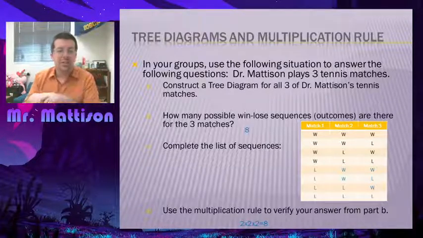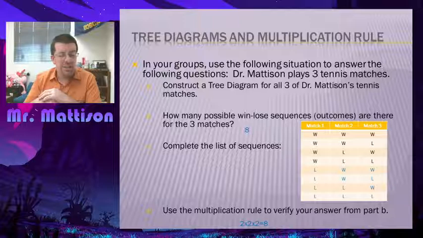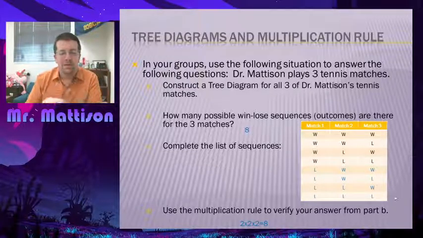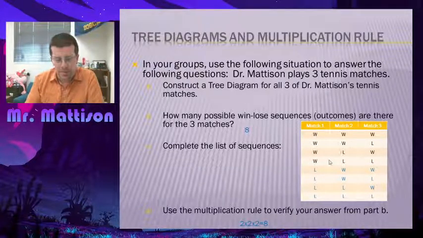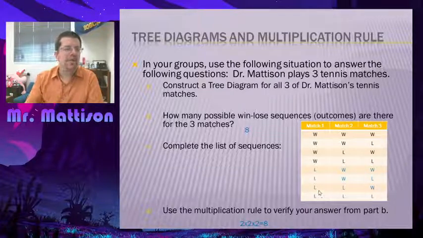All right, so we should get this. Again, we should have 8 possible options there. And then we list all of those out. Here's what the rest of those were. And then 2 times 2 times 2 is 8, just like we saw.